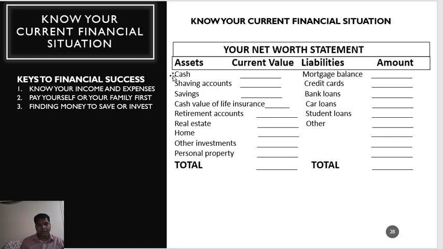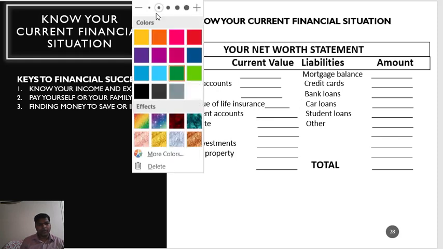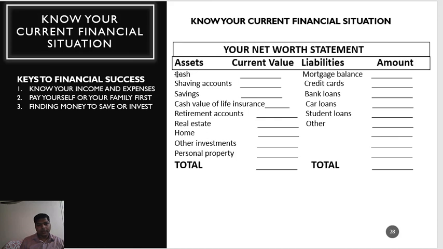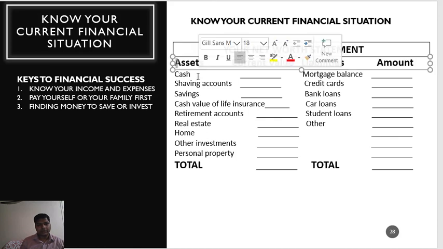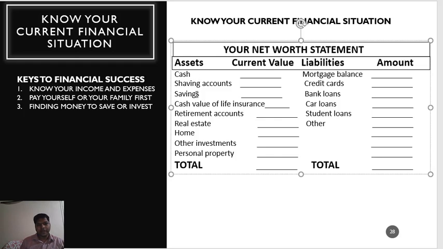So the first column here is your assets: cash, savings accounts, cash value in life insurance, retirement account, real estate, home. And on the other side, the mortgage balance, credit card balance, bank loan, car loan, student loan, any such kind of loan is your liabilities.